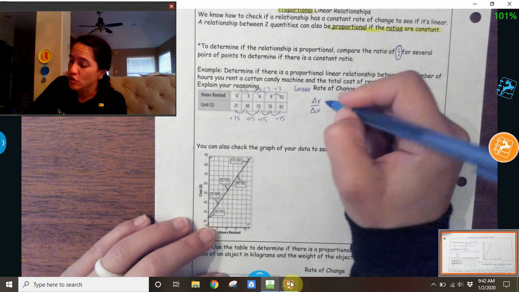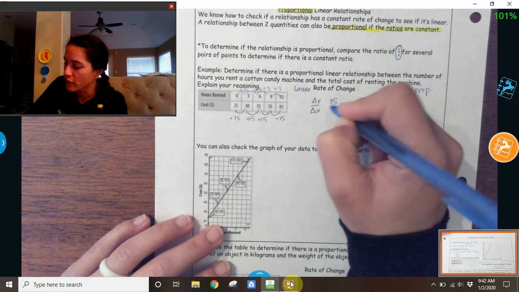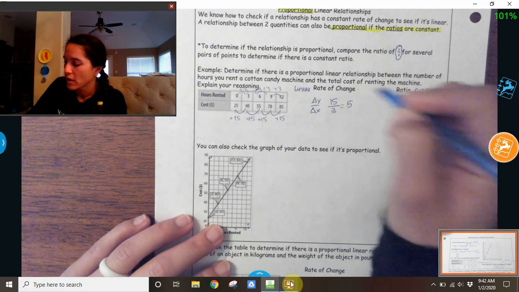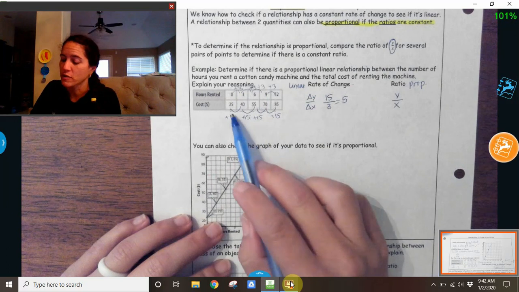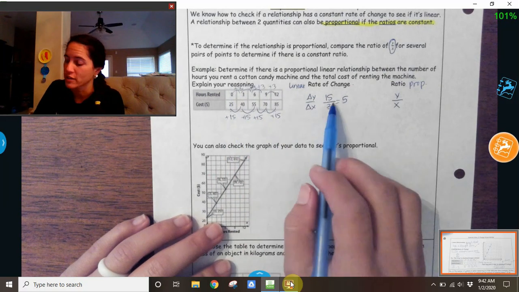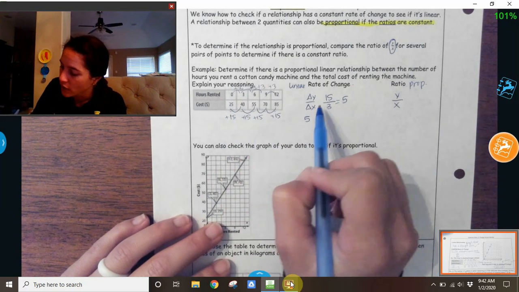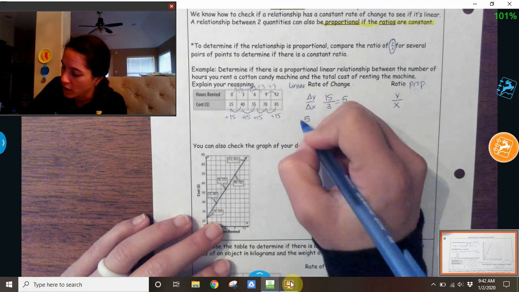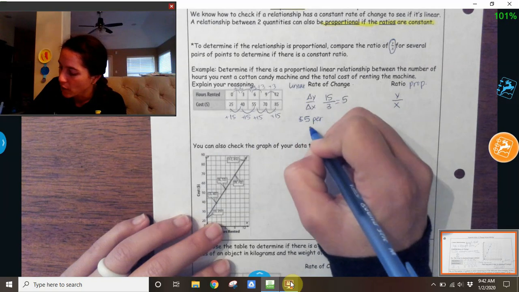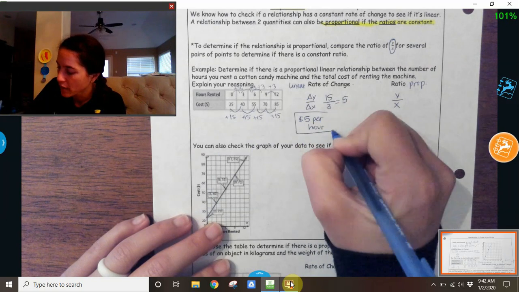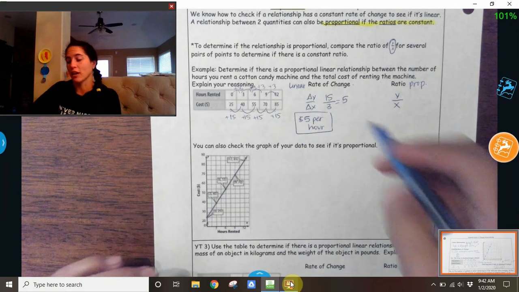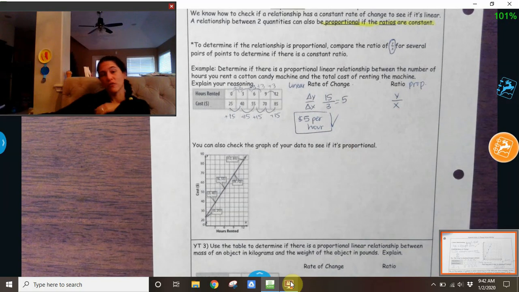So the change would be 15 over 3, which is 5. So notice my change in Y's over my change in X, and it's 5. The Y's are cost of $5 per hour. So it is linear. Check. It is linear because I have a constant rate of change.